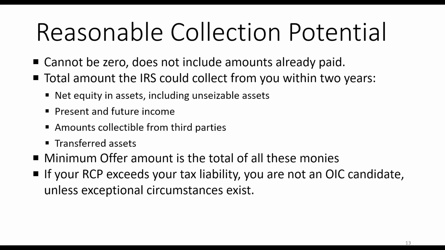And now, the last bullet point there: if your reasonable collection potential exceeds your tax liability, then you're just not an offer candidate. There can be certain exceptional circumstances, and there have been cases. I've seen some things where people might qualify for effective tax administration, even though they might have the ability to pay the tax liability. Again, it's usually medically related. There's something involved with somebody in the family that might get them out of being able to pay the full liability.